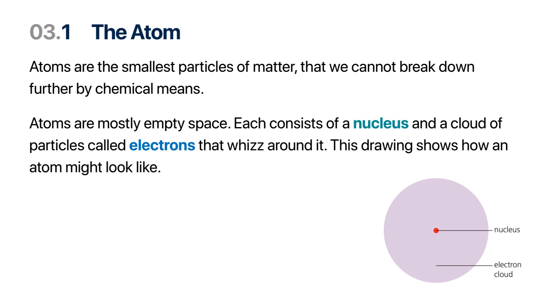If you remember from our first chapter, we talked a lot about the kinetic theory of particles. We're going to study a lot more about these particles, and these particles are called atoms. An atom is known to be the smallest form of matter that exists, the smallest particle, and we cannot break it down any further by any chemical means. So it's just the smallest particle possible.